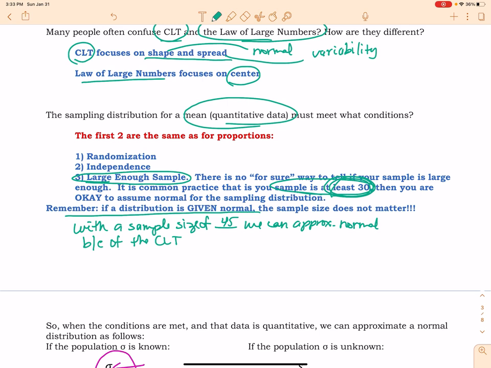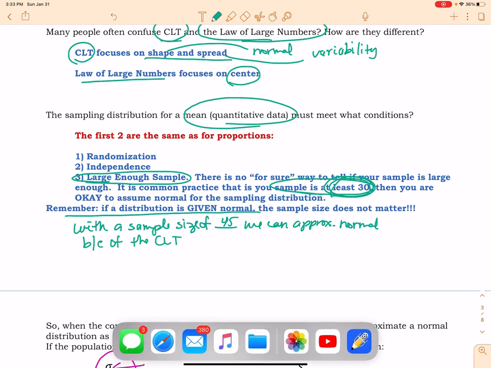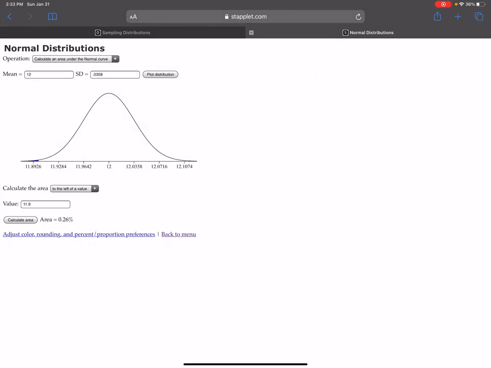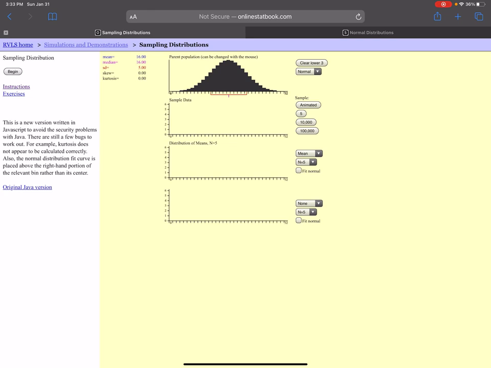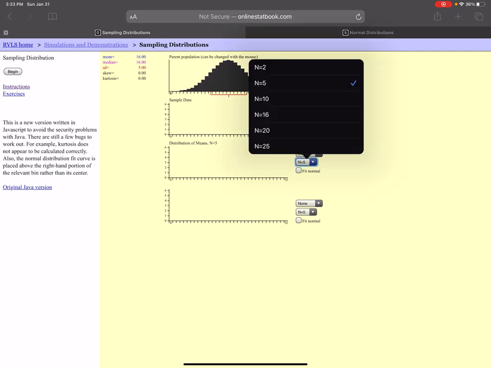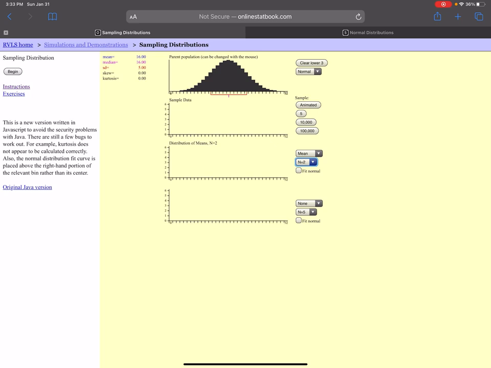So let me try to explain this idea of the central limit theorem in a little clearer terms for you, so that you can understand it a little bit better. So I have a website here, and we're going to do some practice with this in class. Let's say I'm sampling from a normal distribution, and I am taking a sample size of 2. So what that's going to do, you're going to see some animation here. Okay, so what happened was it took a sample size of 2 from the initial population, it averaged them together, and then it dropped that little blue rectangle there.